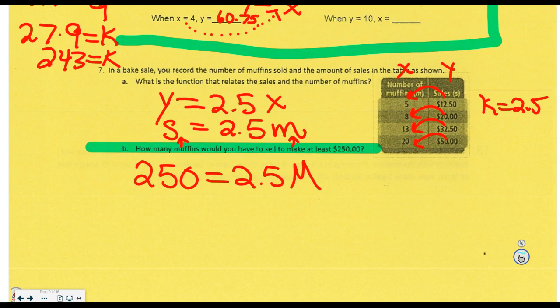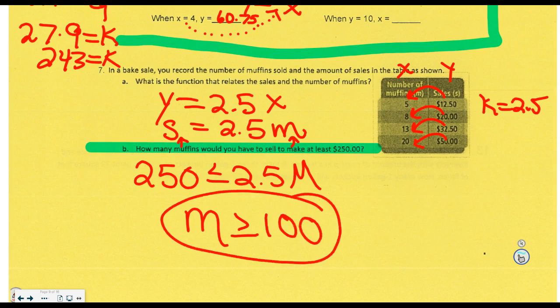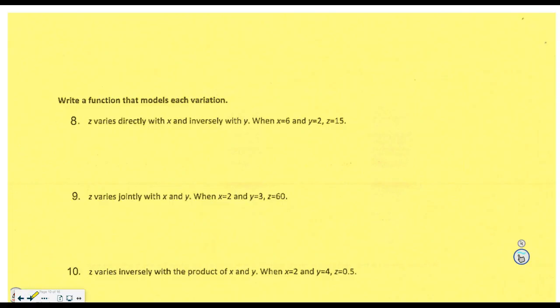At least 100. Yep. So technically that should be greater than or equal then, because we want to make that or more. So our muffins technically more. It says how many muffins would you have to sell? I guess more than 100. I don't know if they'd mark it wrong if you just wrote m equals 100, but I guess you'd make at least 250 if you sold 1 million muffins. So I'm going to leave the greater than or equal to. We're doing odds. All right.